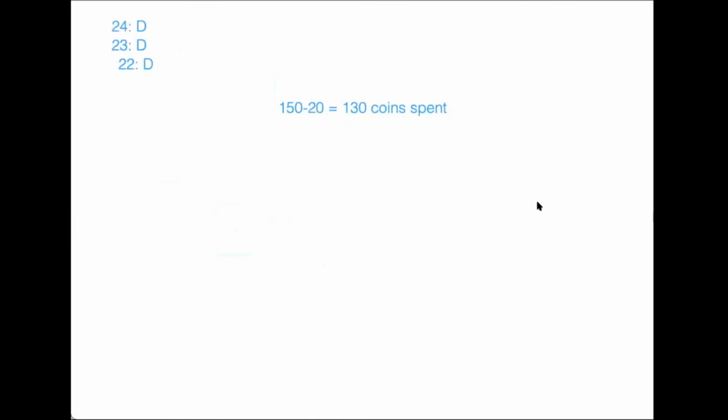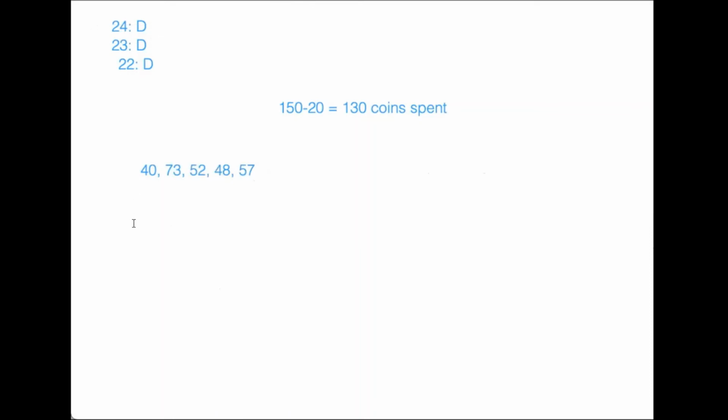Then let's look at the number of objects that he could buy. So there's 40, 73, 52, 48, and 57. Let's write these down. 40, 73, 52, 48, and 57. So those are the things, and we have to find a combination that adds up to 130.